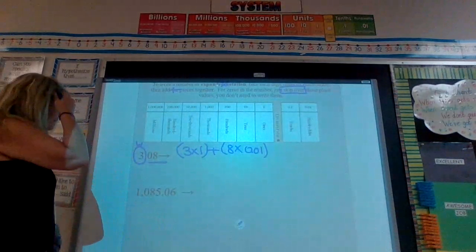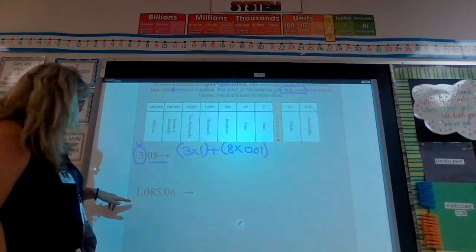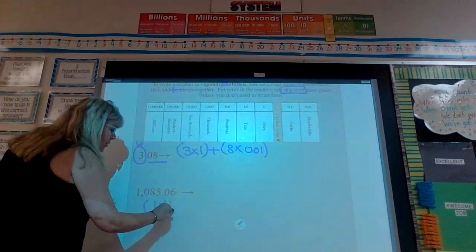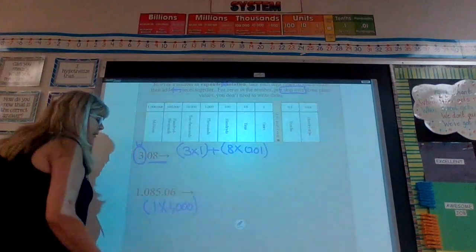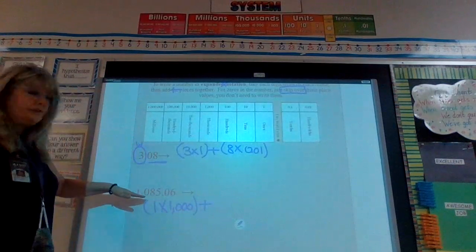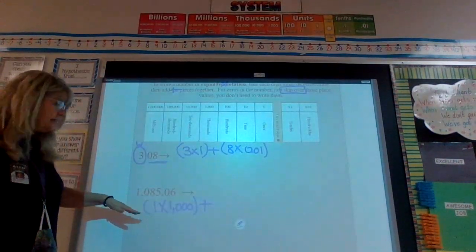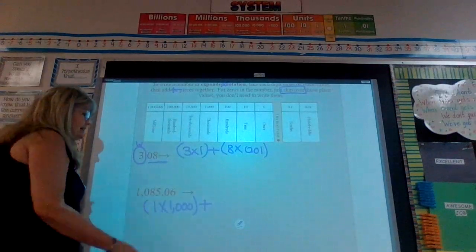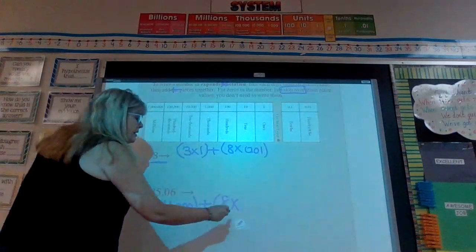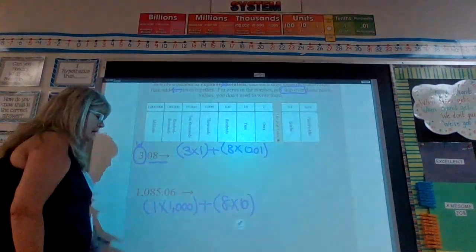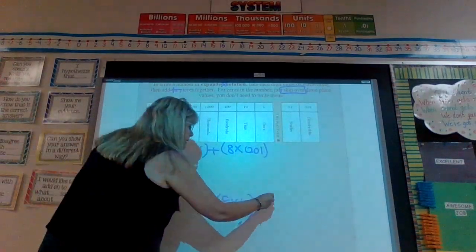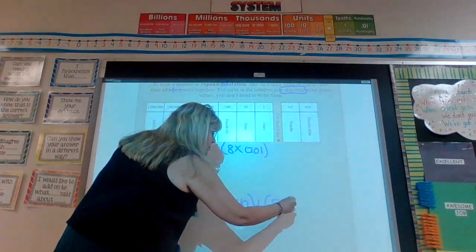This one's going to take it a little bit farther. Okay, again, the 1 is in the thousands place, so I'm going to say 1 times 1,000. Now, remember you're adding the pieces together, plus, there's nothing in the hundreds place, so I'm going to skip the hundreds place. 8 is in the tens place, so I'm going to say parenthesis 8 times, and that 8 is in the tens place, so 8 times 10. Again, adding it together. That 5 is in the ones place, so I'm going to say 5 times 1.